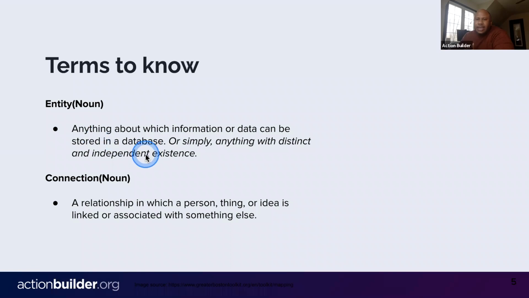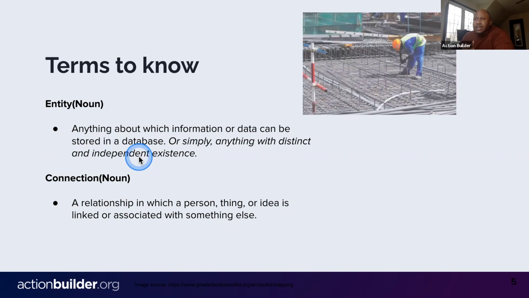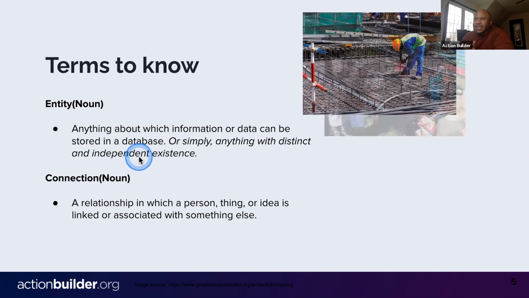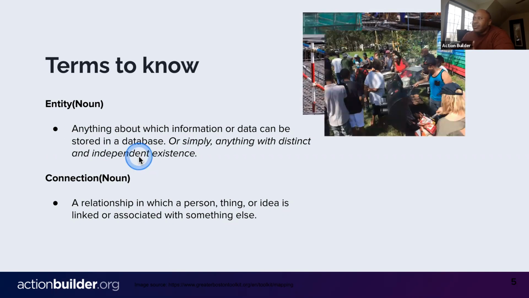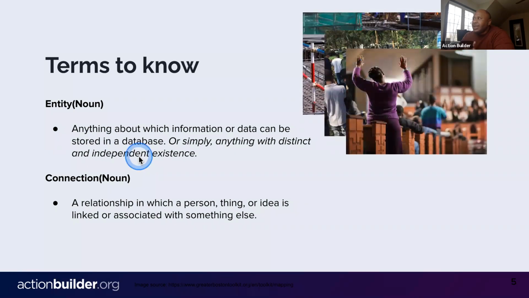And then in addition to that, connections. So a connection is a relationship in which a person, thing, or idea is linked or associated with something else. So you might have seen that now as they exist in relationships. But now we are migrating that to be known as connections because we can have so many different connections, which we'll get more into. So again, an entity could be anything really, a place with a distinct and independent existence. So we'll get into more of what that means, but I wanted to show some different images, again, to allude to what we might start looking at as far as tracking.